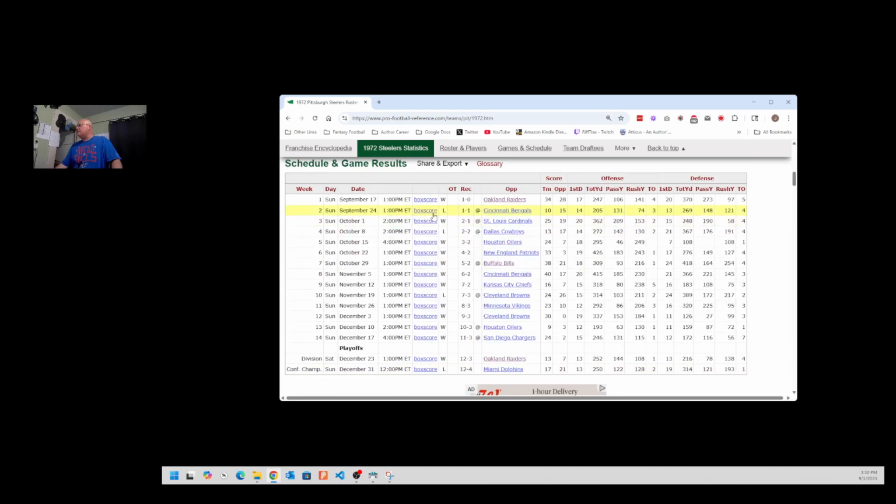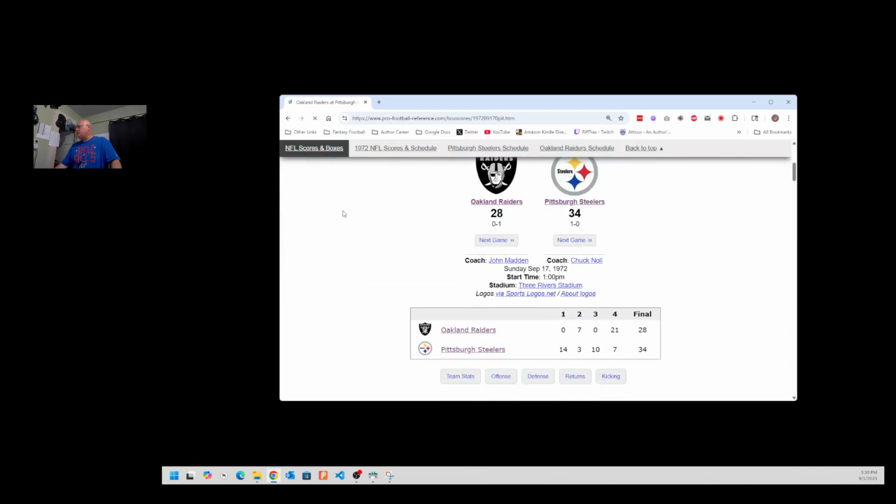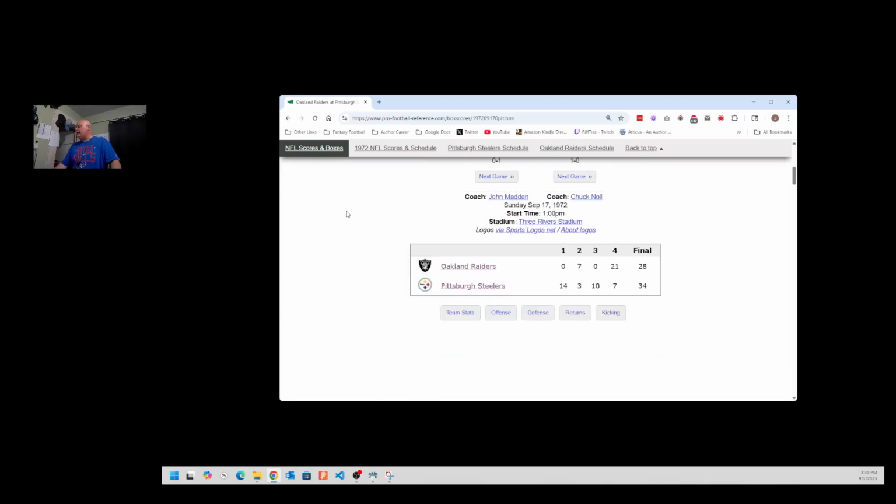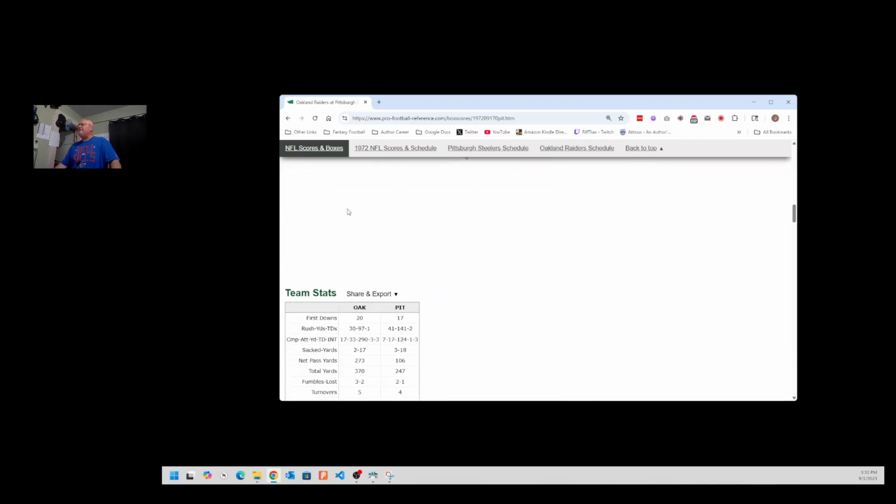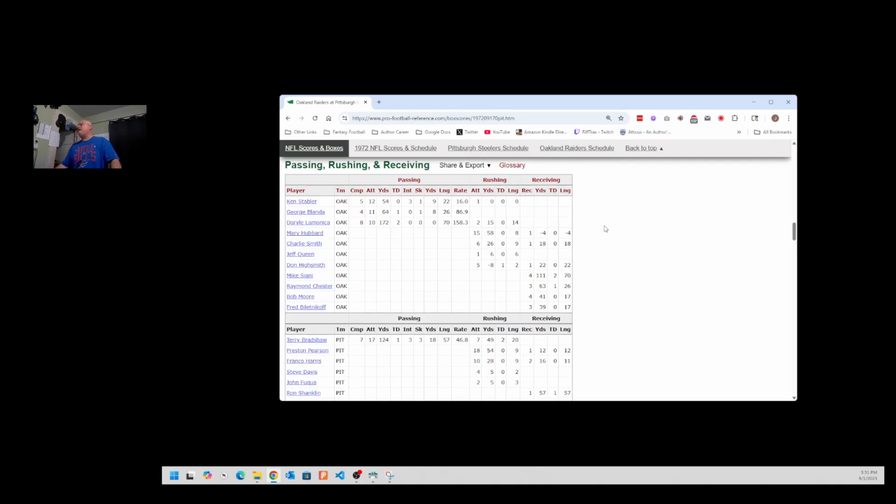Let's look at the box score of this game. This was a 34-28 win by Pittsburgh. Yeah, Pittsburgh won this 34-28. Let's check. The only thing I do in terms of what happened in the real game, like right here, look at this. They have Ken Stabler, George Blanda, and Daryl LaMonica all getting tosses in this game. My guess is Stabler started, Blanda came in, and then LaMonica finished. That's what I'm going to do. That's the only thing that I do that is like real life. I'm not going to look at anything else.